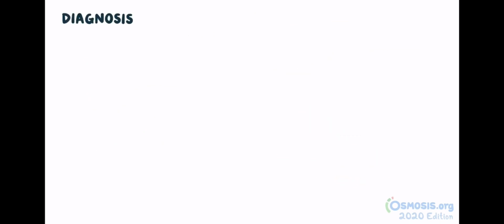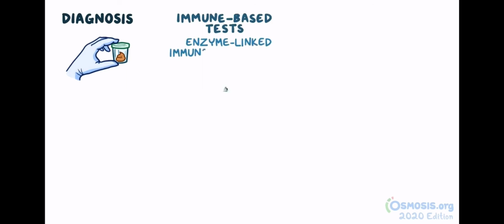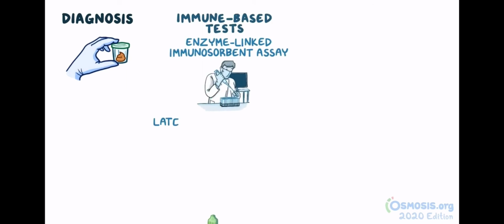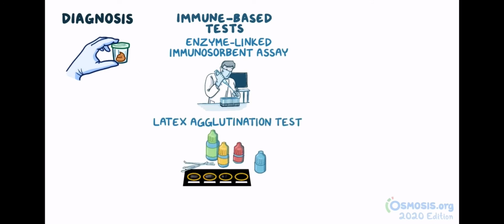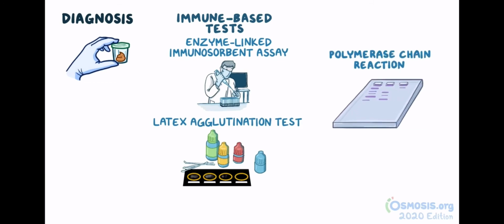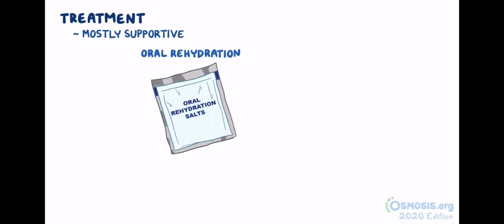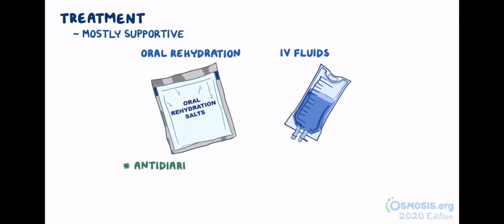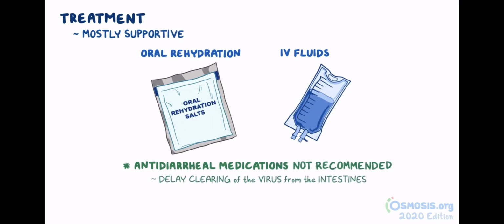Diagnosis of rotavirus infection involves testing stool samples. It can be done with immune-based tests, like enzyme-linked immunosorbent assay, and latex agglutination test, which is a test for antibodies against rotavirus, or with polymerase chain reaction, which tests for viral RNA. Treatment for rotavirus is mostly supportive, with oral rehydration or IV fluids. Antidiarrheal medications are not recommended because they delay clearing of the virus from the intestines.